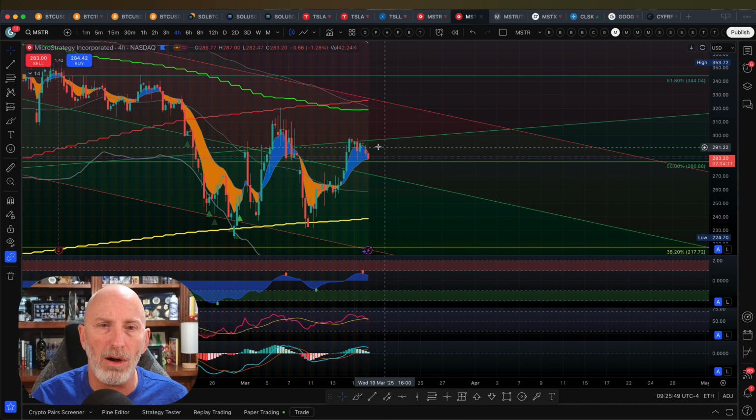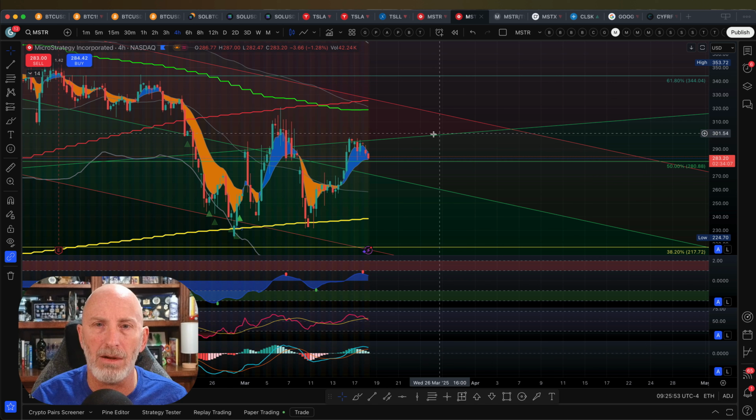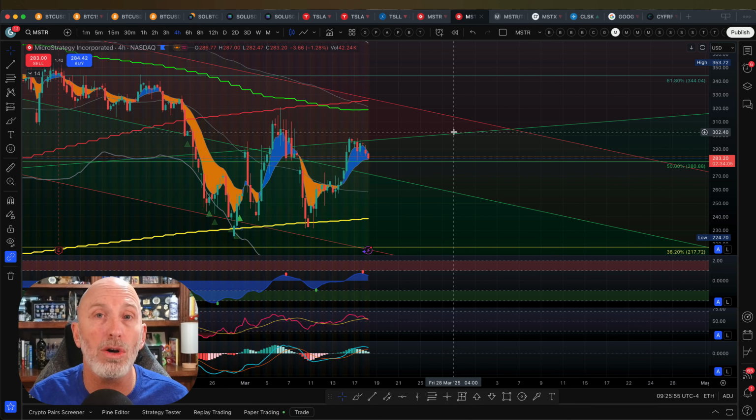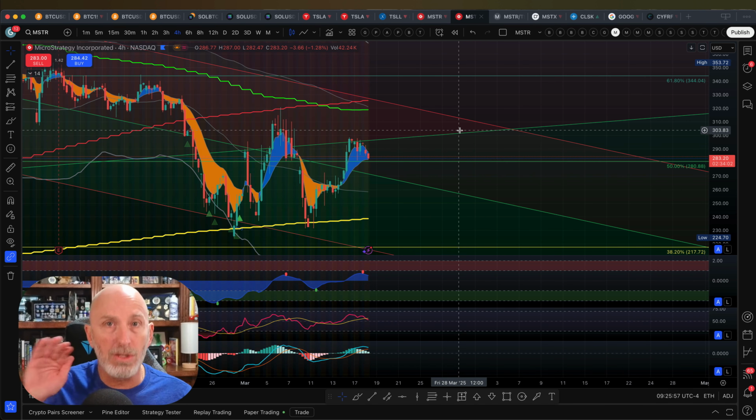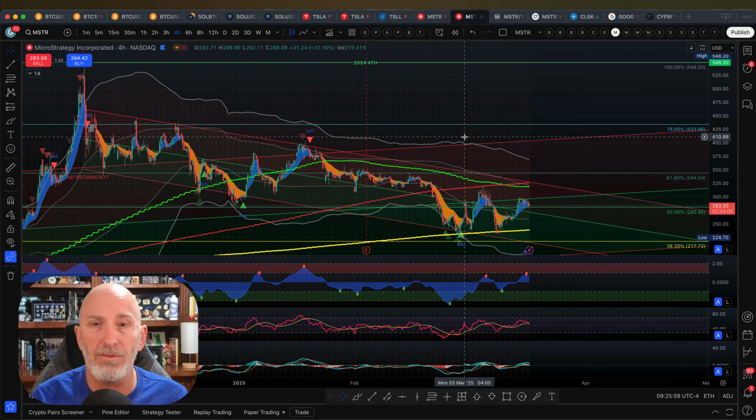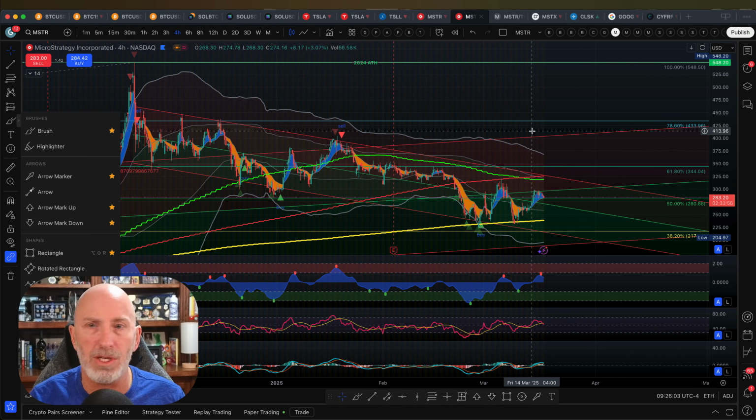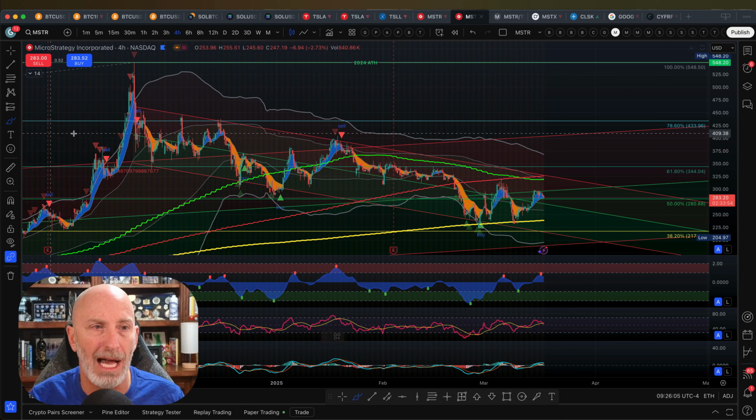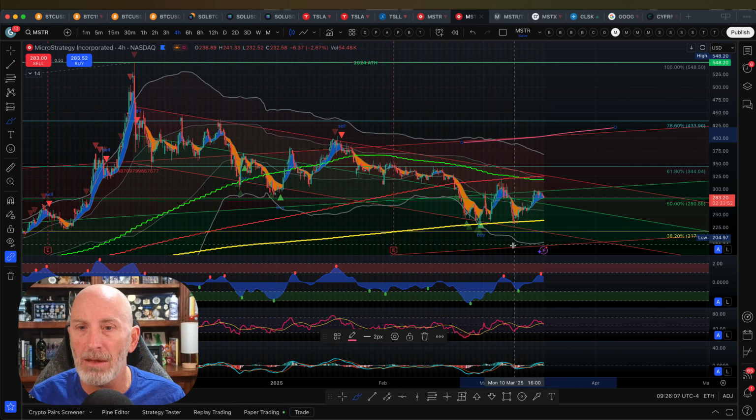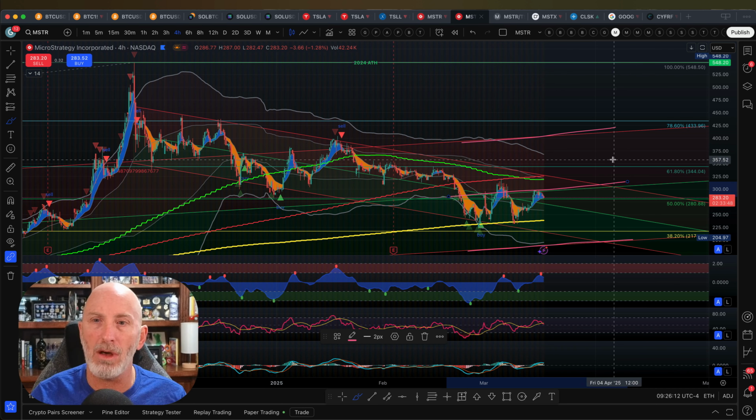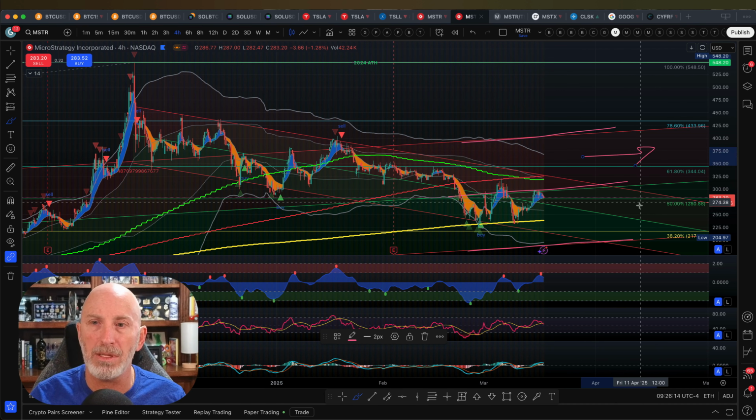You note that we are respecting almost perfectly this green line right here. This is the midline of the long-term linear regression channel. Here's the upper bounds. Here's the lower bounds. I'll draw them just so you can kind of cue in there with your eyes. Upper bound, lower bound, midpoint of that long-term channel that's going up and to the right.